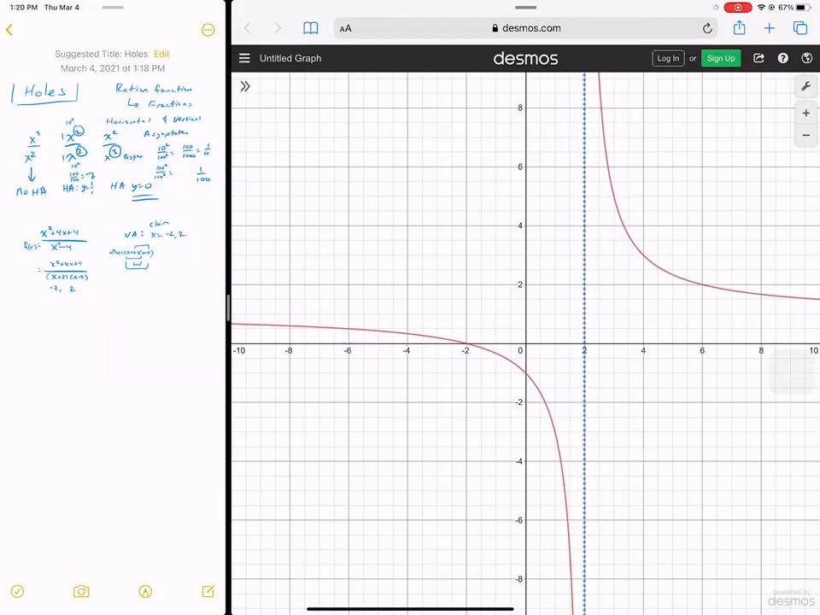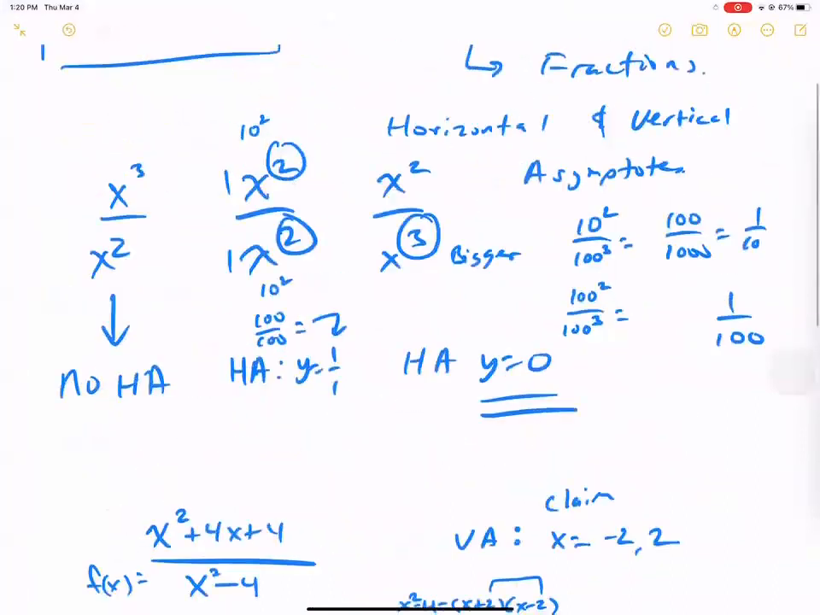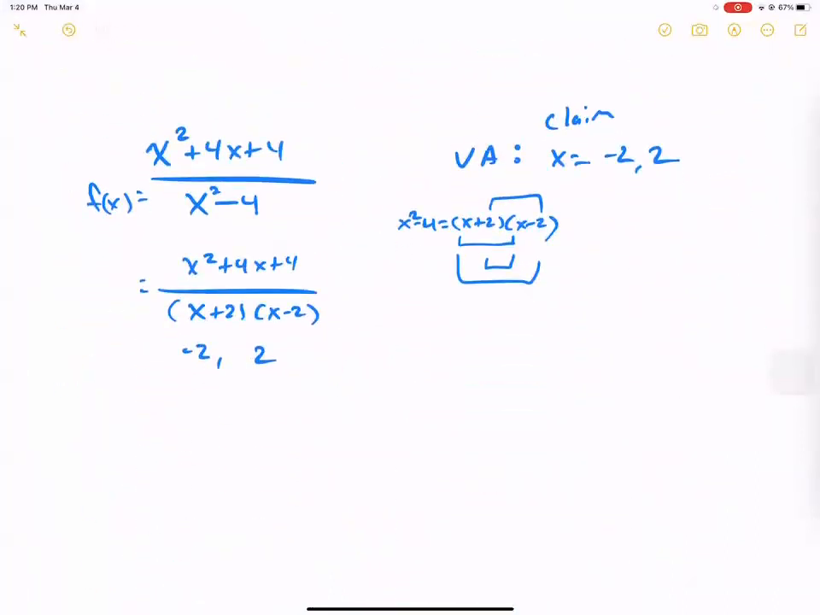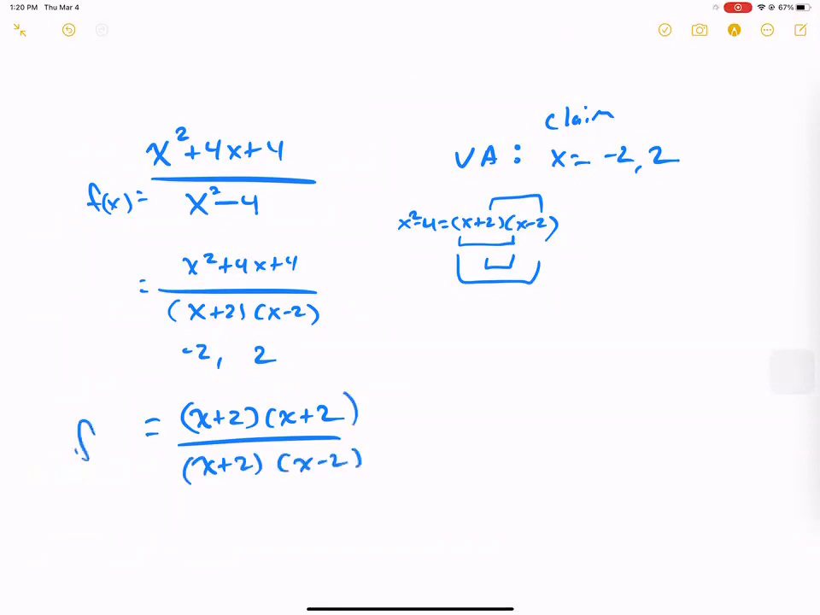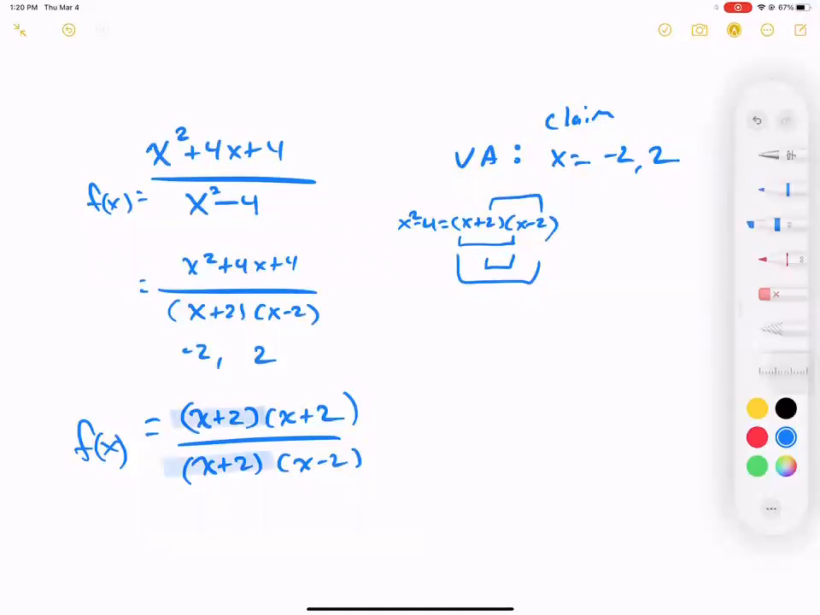Now I want to show you something interesting. Let's go back to the original problem. What if I factor the top also? x plus 2 times x plus 2 over x plus 2 times x minus 2. You'll notice something that looks like twins: an x plus 2 and an x plus 2. In math, when I'm dividing things that are exactly the same, they divide out to become 1. And this problem now looks like x plus 2 over x minus 2.